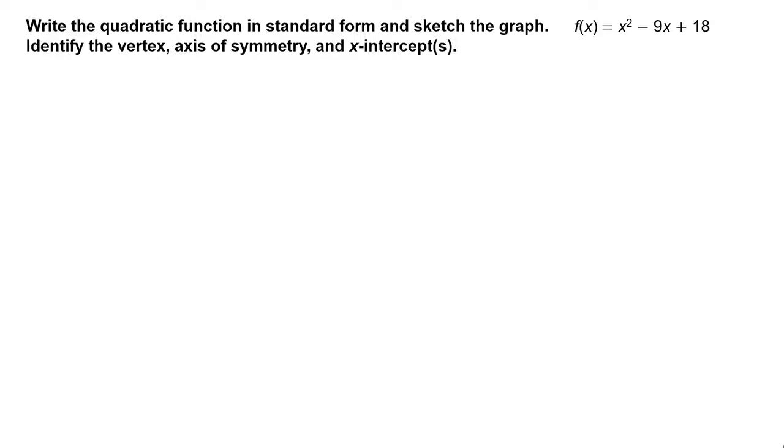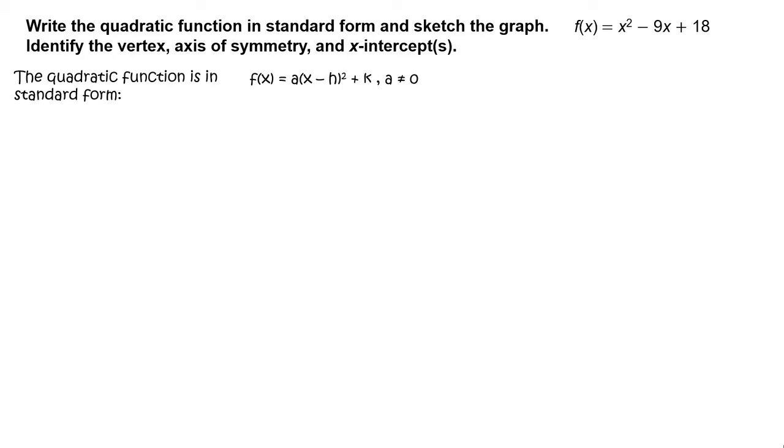Write the quadratic function in standard form and sketch the graph. Identify the vertex, axis of symmetry, and x-intercept or intercepts. The quadratic function is f(x) = x² − 9x + 18.